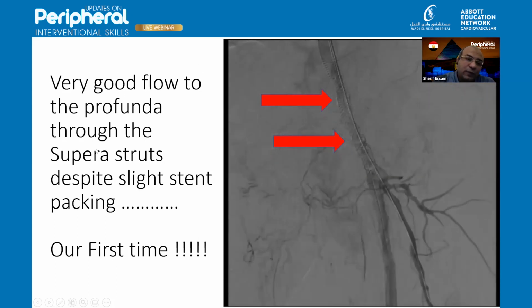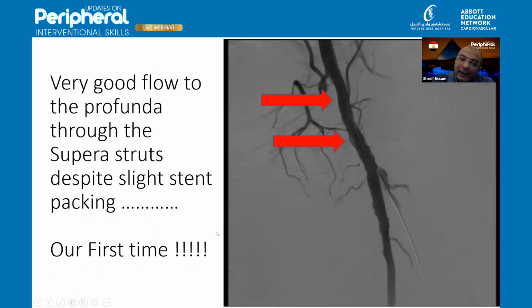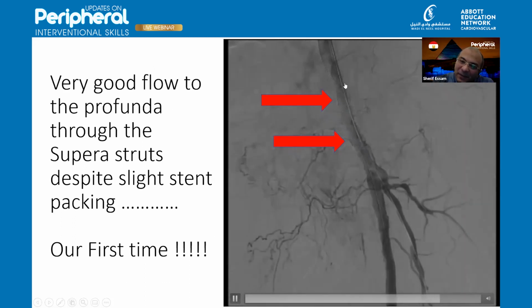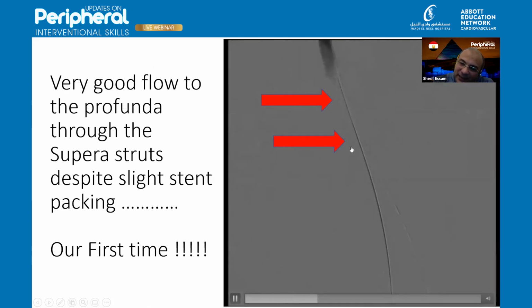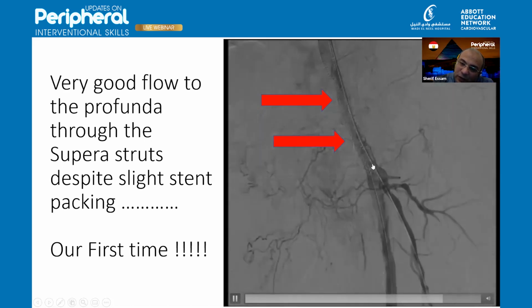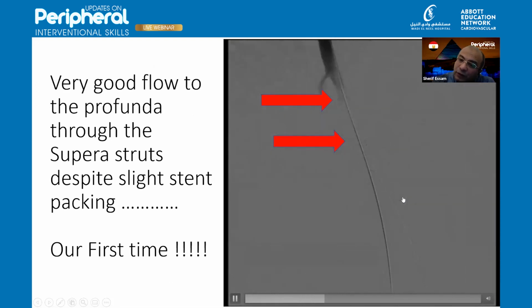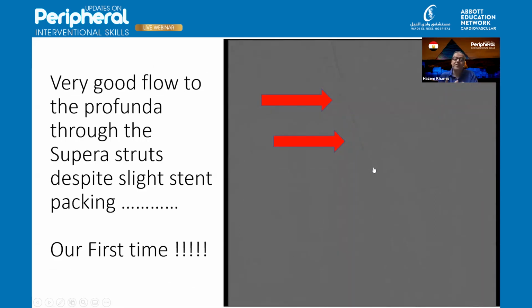There was a very good flow to the profunda through the Supera struts despite slight stent packing. In fact, this was our first time to deploy the Supera stent. So if you can appreciate, there was a slight packing in here, and in this region as well. But although this packing is very close to the bifurcation, it did not affect the flow in the profunda femoris artery. Alberto, are there any tips and tricks for deployment of the Supera stent?